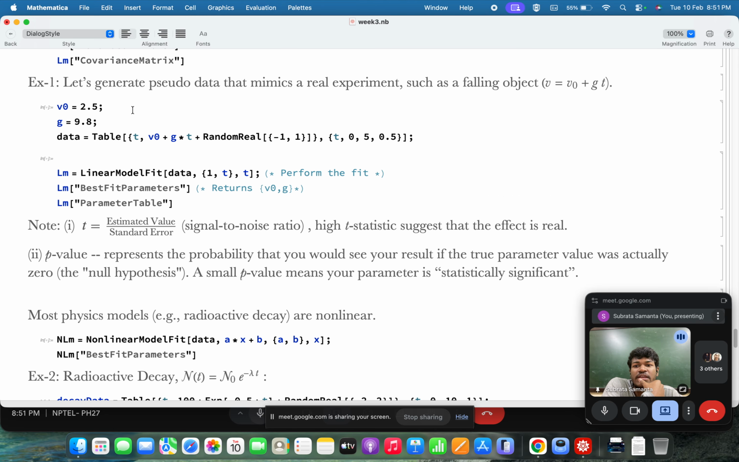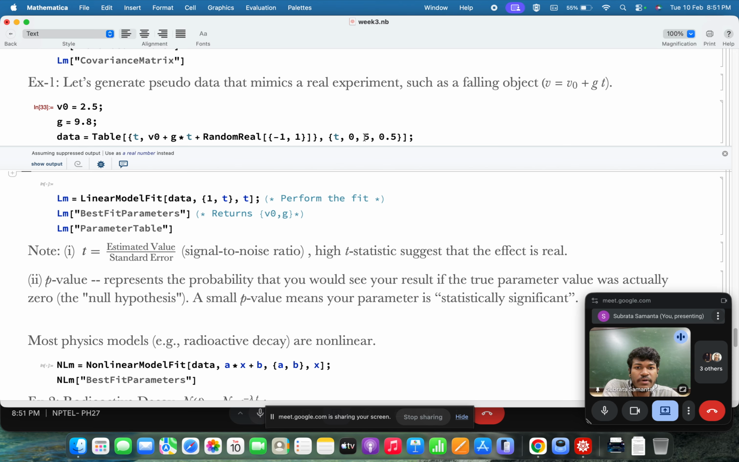I generate pseudo data, so that v0 is 2.5 and my g is 9.8, the actual g is also 9.8. I generate some random data with these corrections. V0 plus g t, this is my falling object equation. And I choose a random number that is very small, from minus 1 to 1, in my data table, where t goes from 0 to 5 with a step of 0.5. So, these are the discrete data sets. 0.5 steps is basically 10 data points.